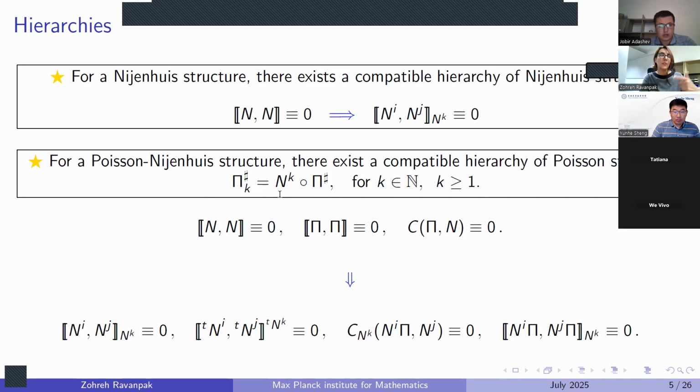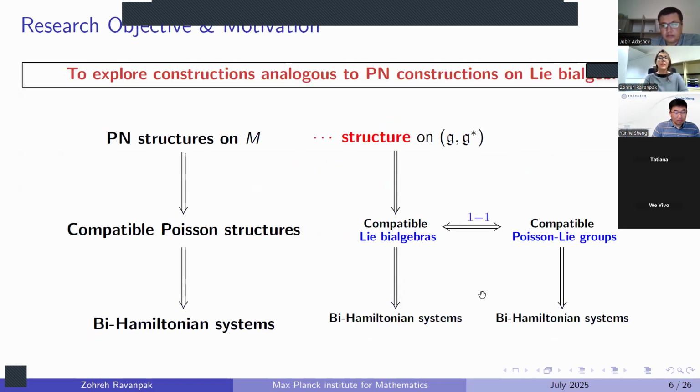So this is iterated by n of any power. So in PN structure, when we have this compatibility condition, we have a nice whole hierarchy of structures: a hierarchy of Nijenhuis on Tm, a hierarchy of n transpose on T star m, a hierarchy of concomitant, and a hierarchy of compatible Poisson structures. So the goal is to explore these constructions analogous to PN structures on Lie bialgebra.